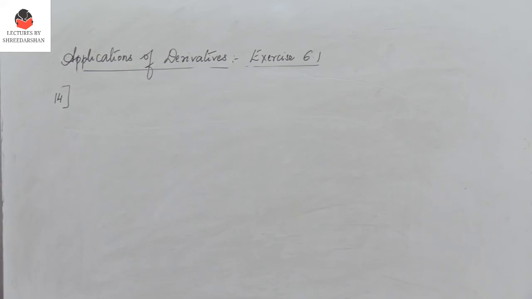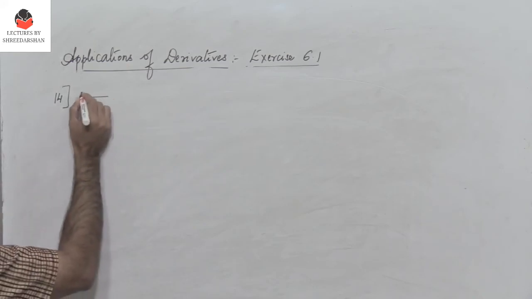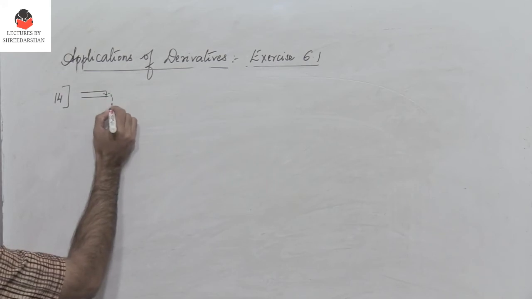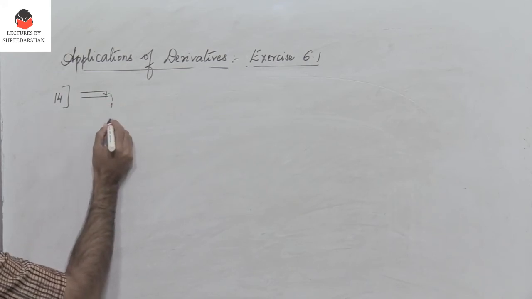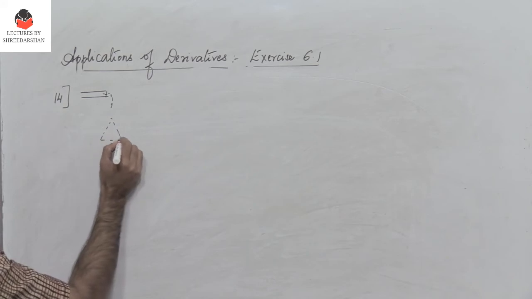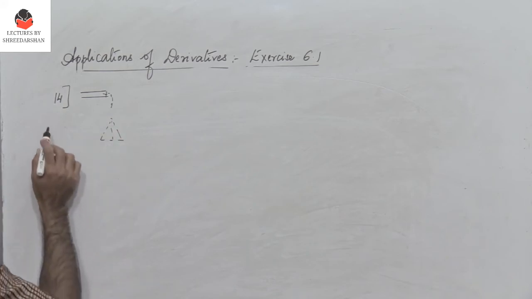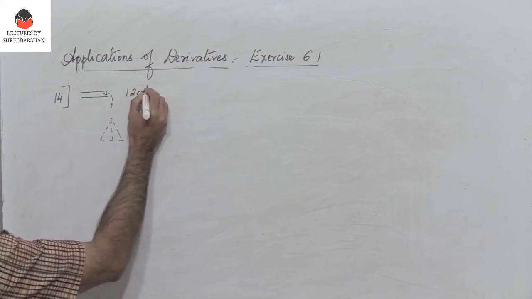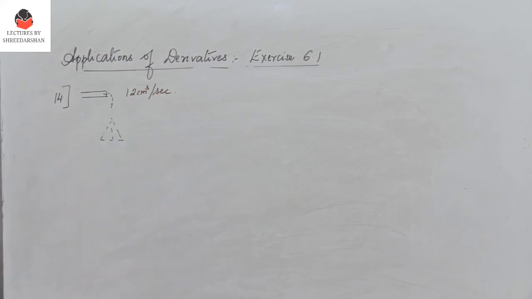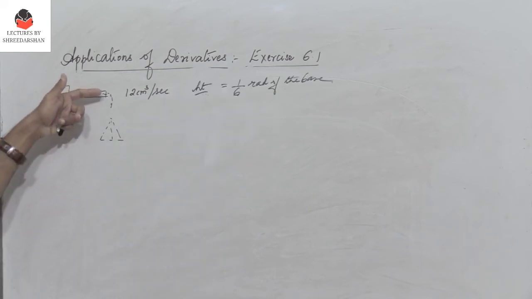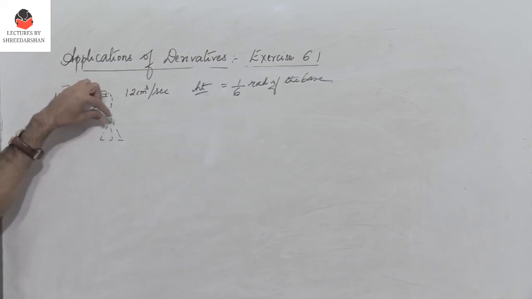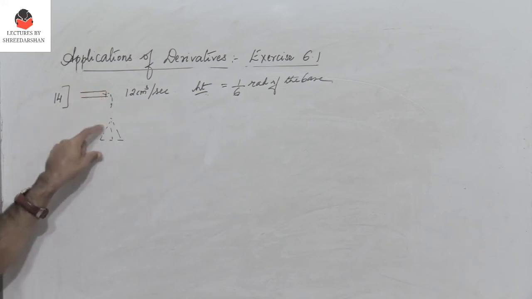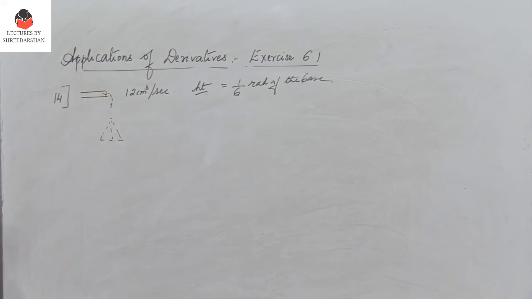So problem 14 is very interesting. There's a pipe and sand is being poured from the pipe, and as the sand falls it takes the shape of a cone, right? The sand is being poured from a pipe at the rate of 12 centimeter cube per second. The sand falling forms a cone on the ground such that the height of the cone is 1/6 the radius of the base, right?